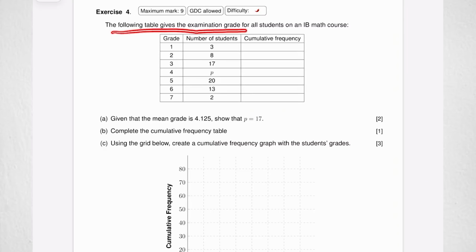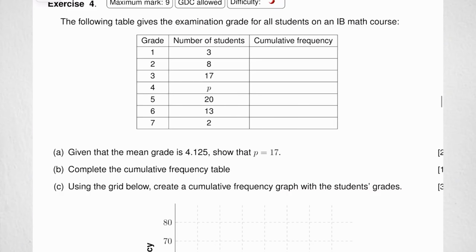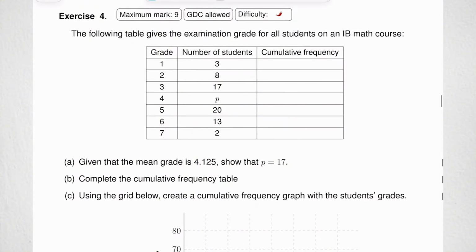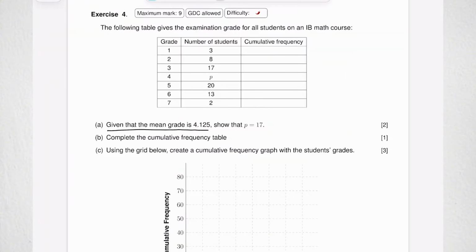And the table that we're going to build in the beginning of this exercise is going to help us build the cumulative frequency graph. The following table gives the examination grade for all students on an IB math course. Well, we can see that they're not doing super well. Only 2 students scored a 7. But let's not judge. Now, given that the mean grade is 4.125, show that P is equal to 17.